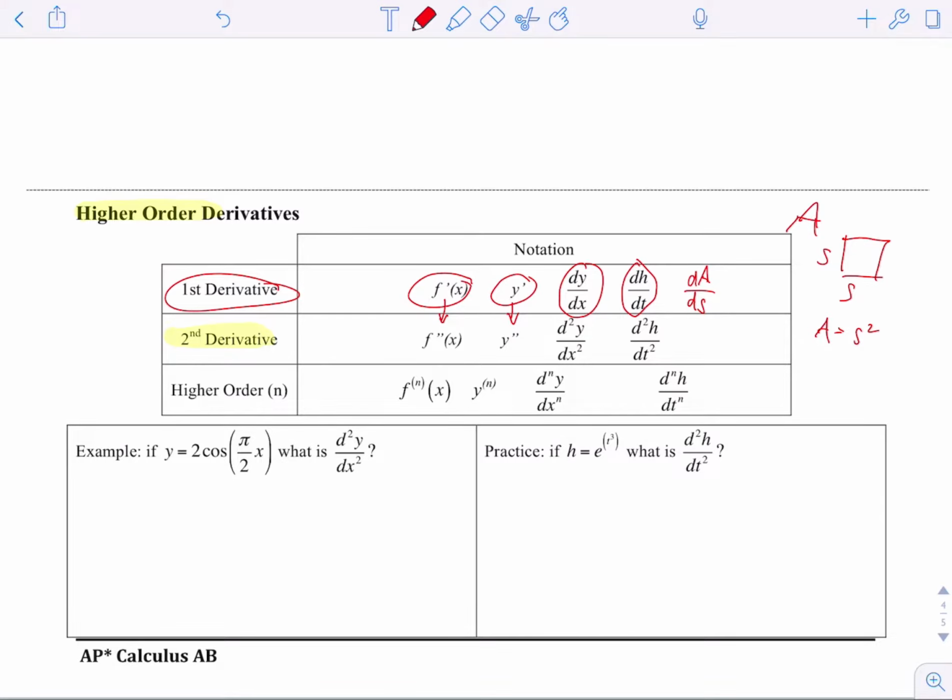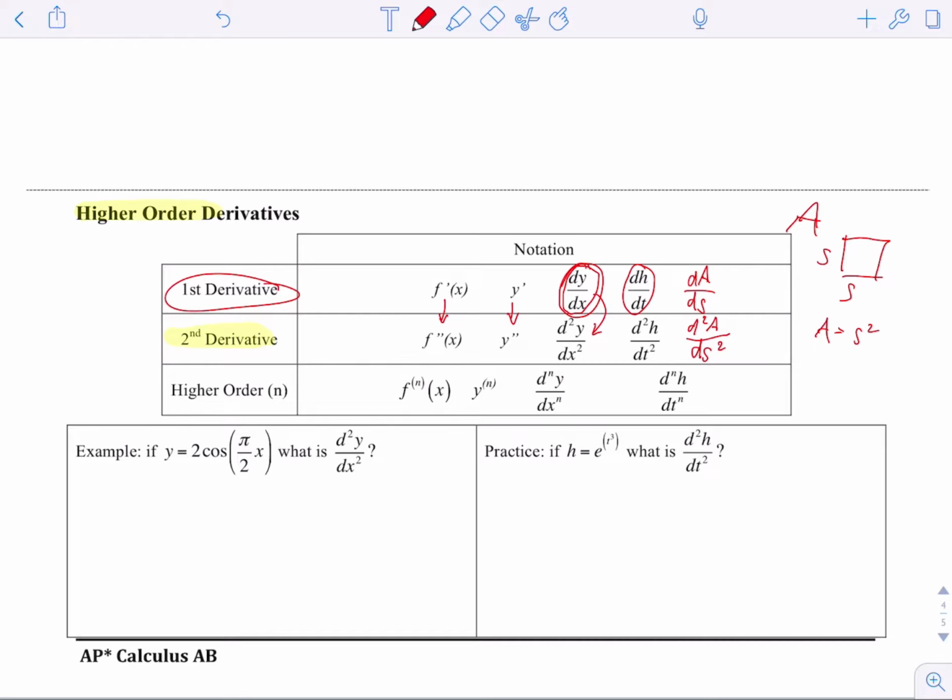You would think, okay, now if I have a dy dx, how do I deal with that, right? Well, it turns out it looks like this. You do d squared y over dx squared. Similarly, if you have a dh dt, you do d squared h over dt squared. What do you think dA ds turns into for its second derivative? It's going to be d squared A over ds squared. Okay?